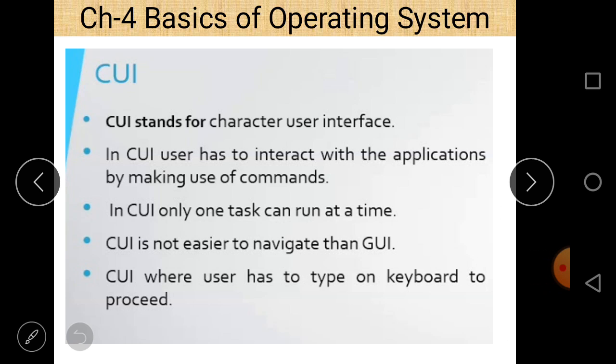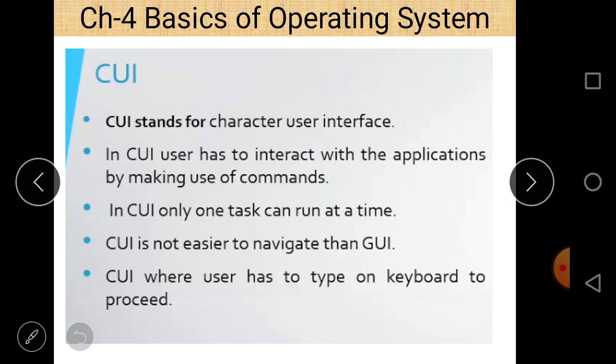And in CUI, the user has to type on the keyboard to process. So physically, when we want to work using CUI, or character user interface, we have to work with the keyboard. We are not able to work with the mouse using CUI. So a keyboard is required and compulsory whenever we want to use character user interface based operating systems. One of the most important examples of CUI is the DOS operating system. The full form of DOS is disk operating system.